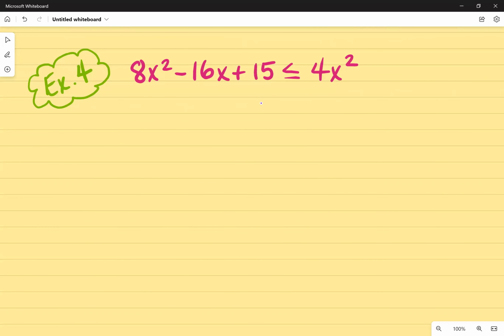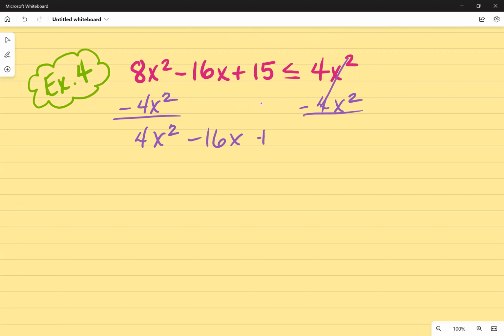going to move this 4x over. So take the inverse, 4x squared, I should say, -4x squared. And I am left with 4x squared minus 16x plus 15.